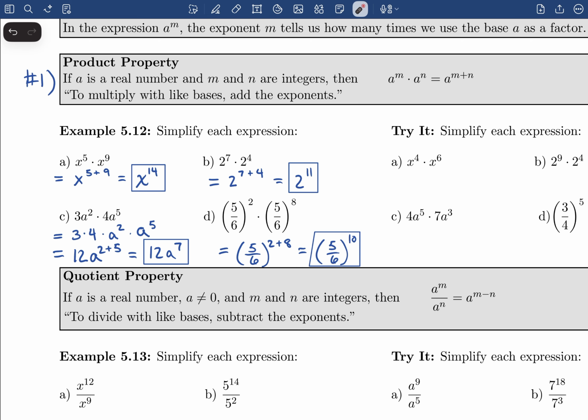If we have the same base a, and there's division between them, we can take their exponents and subtract the top minus the bottom, right?